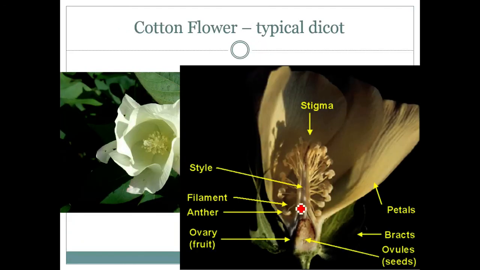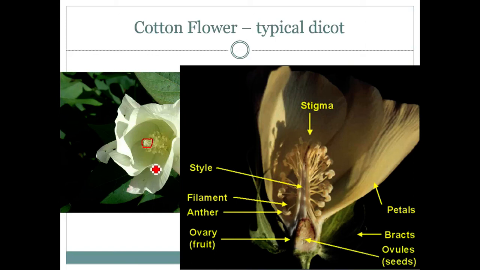Cotton flower is a typical dicot flower. Here's a photograph of a cotton flower in the field. Here are the anther structures here. This is the stigma. Again, you see the close proximity of the anthers to the stigma.